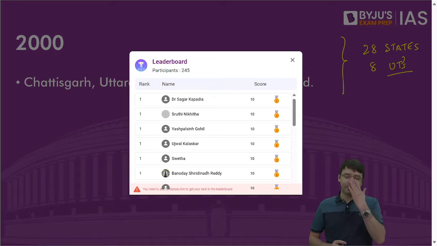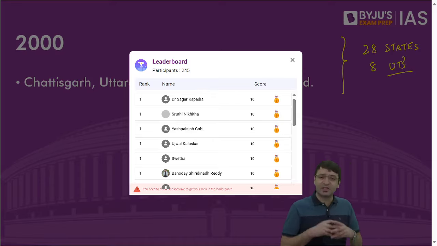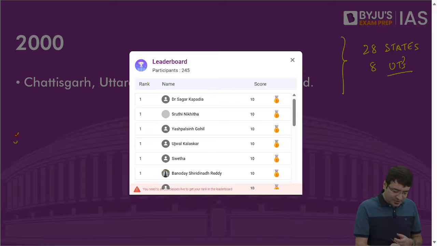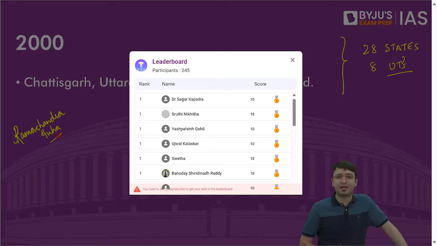Was it better? Was it good? Was it beneficial to create states in the name of language? Ramachandra Guha, historian, who writes in his book India After Gandhi, says it was a good decision to create states in the name of language. And it has held this country united and together.